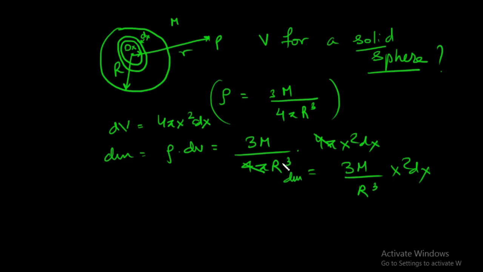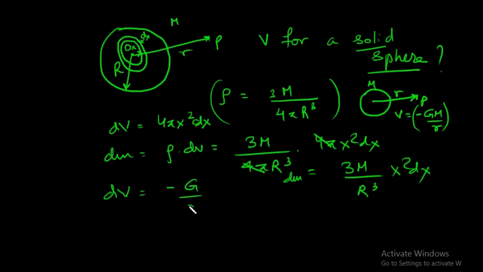Now, what is the element potential due to this spherical shell? If you recall, in the earlier questions, I had calculated the potential for a spherical shell when the point lies outside the spherical shell. Suppose this is a spherical shell of mass m, the potential came out to be minus GM by r. The same equation we can apply over here. The difference is only that I am calculating the differential potential due to the shell, and this mass becomes dm, so this would be minus G by r dm.